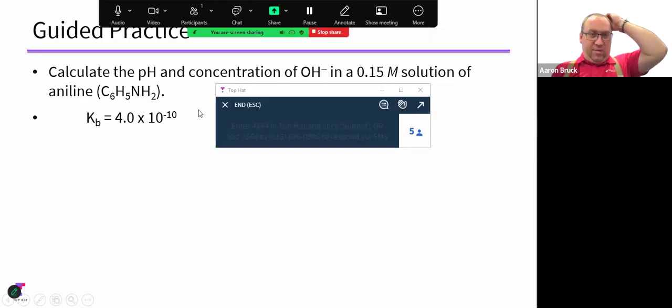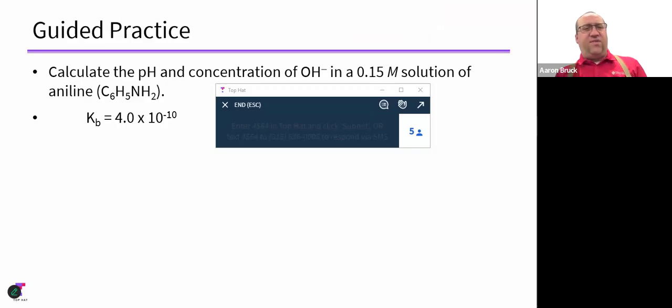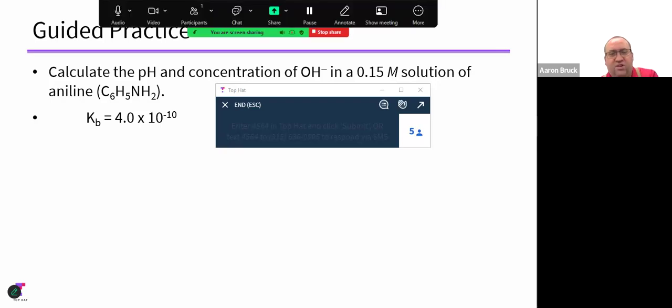All right. Let's go ahead and do this one last practice problem just to reinforce it, and then we'll call it a day. So here I have aniline, C6H5NH2, and we want to know what is the pH and the concentration of hydroxide for this 0.15 molar solution of aniline with a Kb of 4 times 10 to the negative 10th.